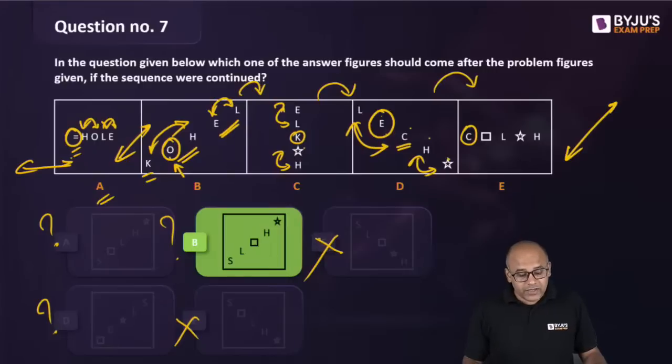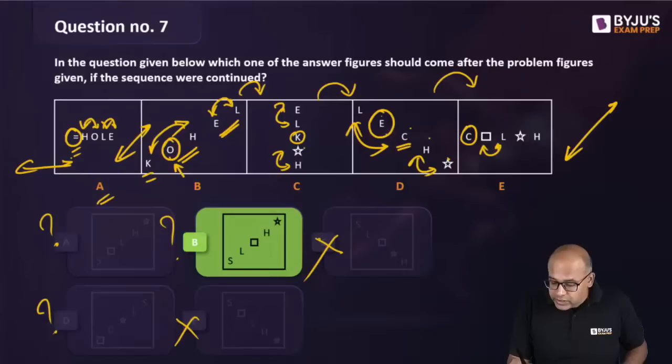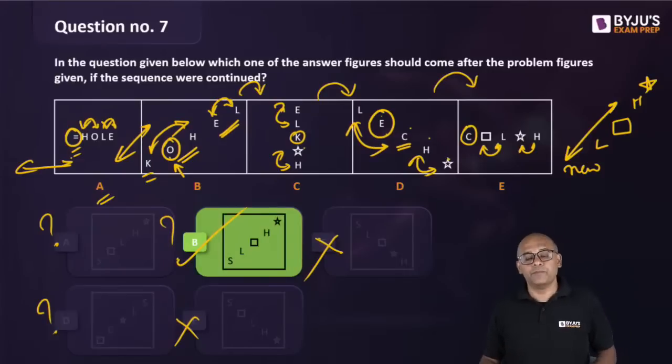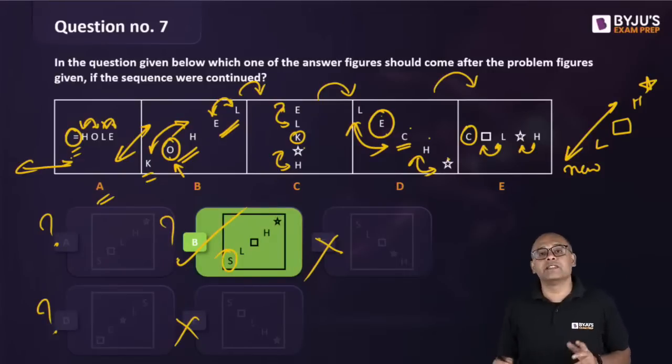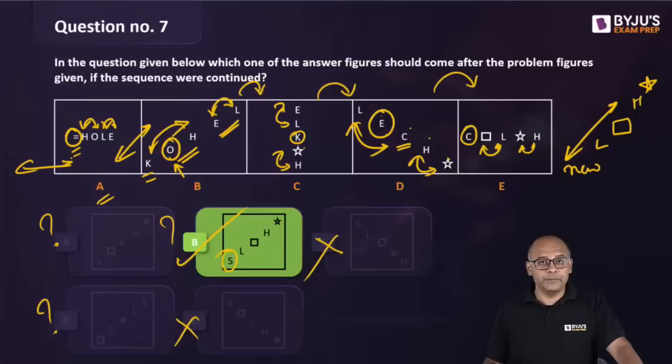The fifth one is changing basically means the C should go, and these two should interchange, and these two should interchange. So I should get something new, then I should get L, then a square, then H, and then a star, which is exactly happening in B. And the new one is basically S. So we will not know what is the new one. We have to look at the options and figure out what could be the new one. That's the reason why the answer is option B.